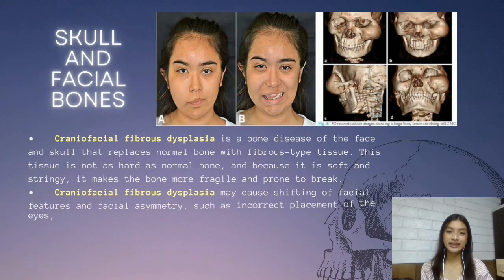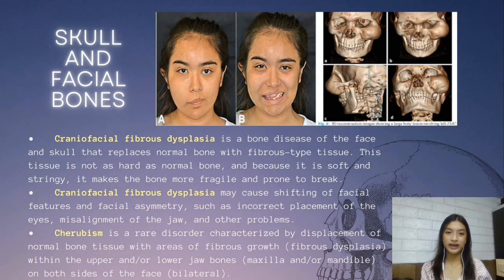So here we can see the case of craniofacial fibrous dysplasia, which is related to fibrous dysplasia that can affect any bone in the body but most commonly the long bones in the legs and arms. The condition, sometimes called facial fibrous dysplasia, may affect one bone or multiple bones. Also, it may cause shifting of facial features and facial asymmetry, such as incorrect placement of the eyes, misalignment of the jaw, and other problems. Severe deformity in the facial bones can lead to loss of vision or hearing.